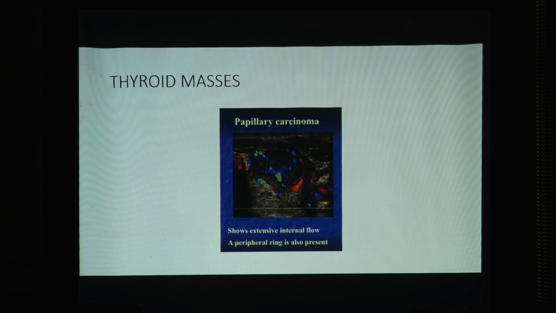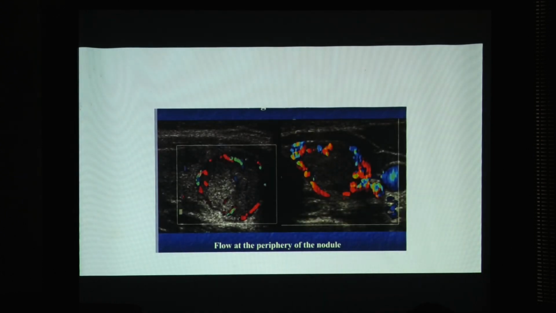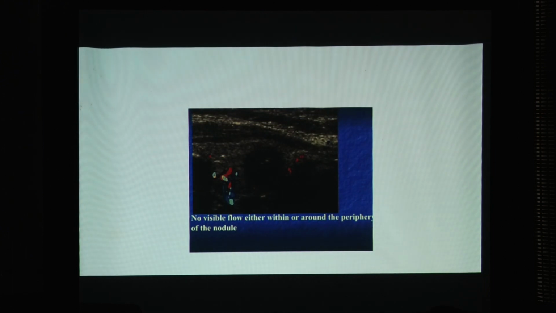Then Doppler helps in the categorization of thyroid masses. This is a case of papillary carcinoma thyroid with chaotic flow. See, because the blood flow is seen in the center and in the periphery. Usually in benign nodules, the vascularity is more in the periphery. There may be anechoic or hypoechoic nodules also.